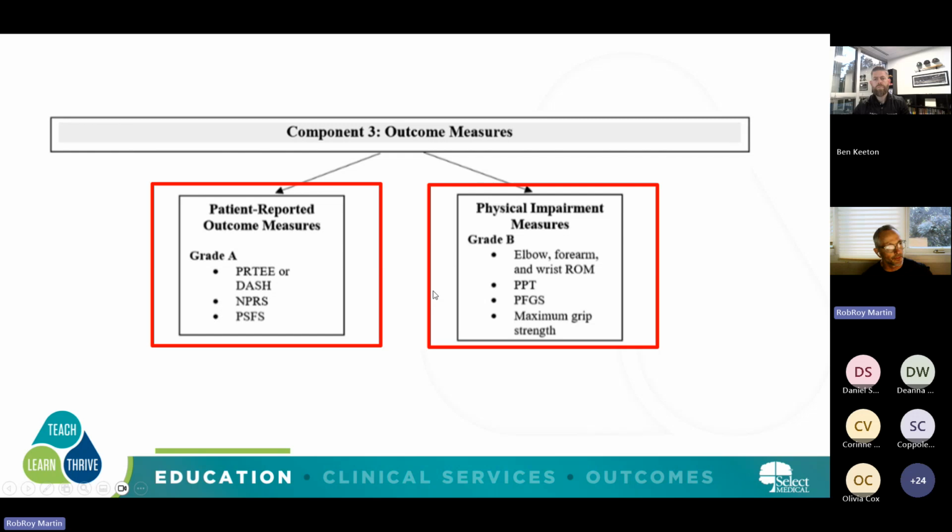And then if we look at impairment measures, we get a more moderate level of evidence, but still good, I think, in our profession. So a grade B still goes with a kind of should recommendation as far as what we should measure with physical impairment.